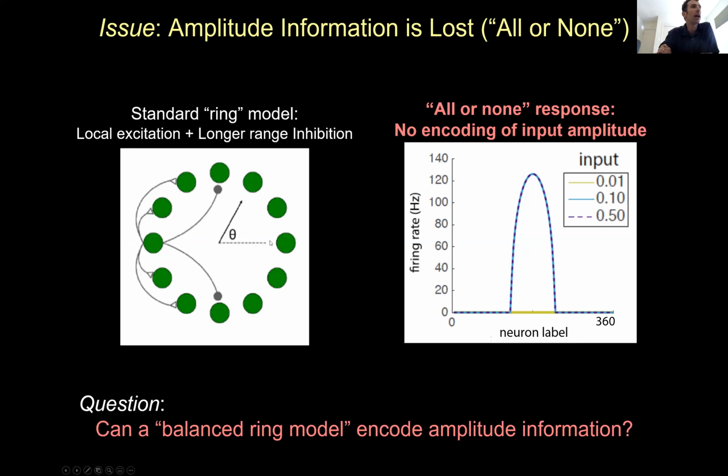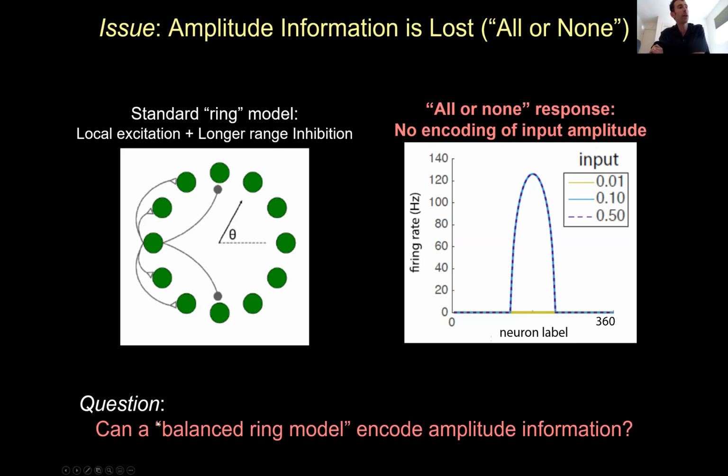There's a ring of neurons. They're connected locally by excitation and more distally by inhibition. By symmetry, these do a great job of encoding any location of a spatial input, but they don't encode amplitudes of the inputs. This is shown on the right. If the input is small, there's no activation in the network. If the input is 0.1 or even 5 times that, 0.5, you get exactly the same activity during the memory period. It's an all or none response, and there's no encoding of input amplitude.